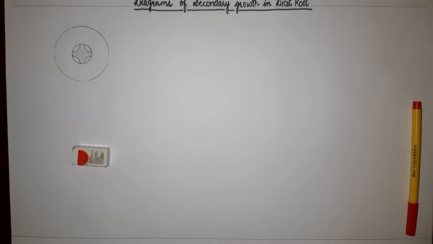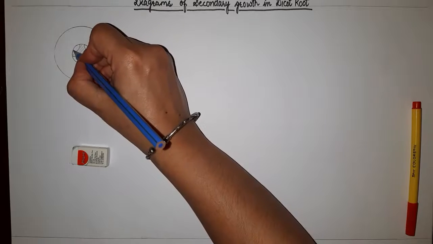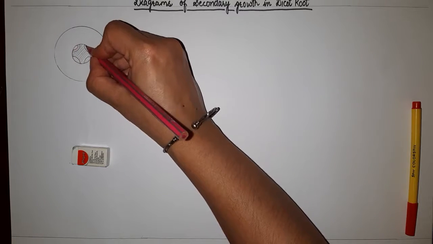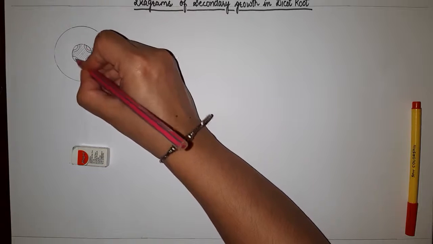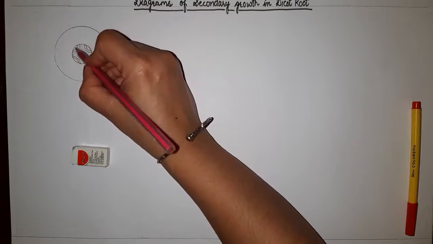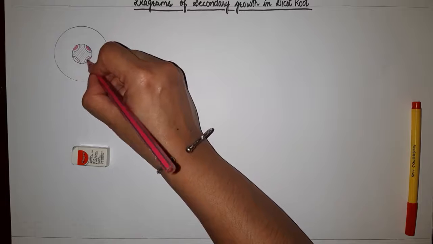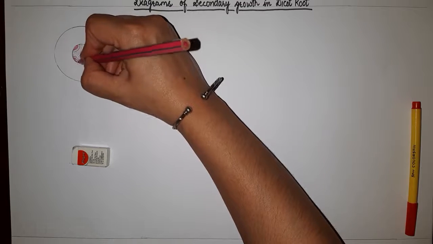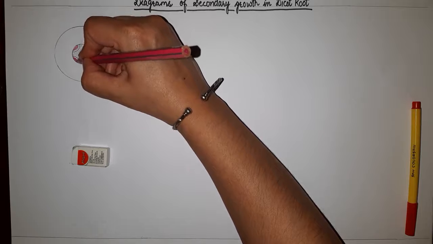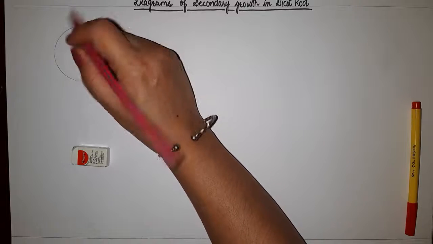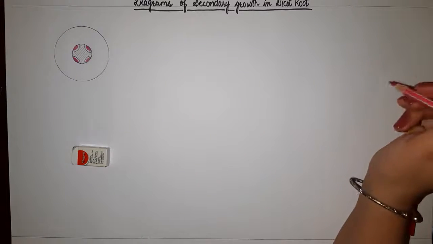Now alternating to this primary xylem, we have primary phloem. This is the area of primary phloem. So if we are talking about a tetrarch root, 4 patches of phloem alternate with xylem. That's why it is called tetrarch, and they alternate. So we say the arrangement is radial.